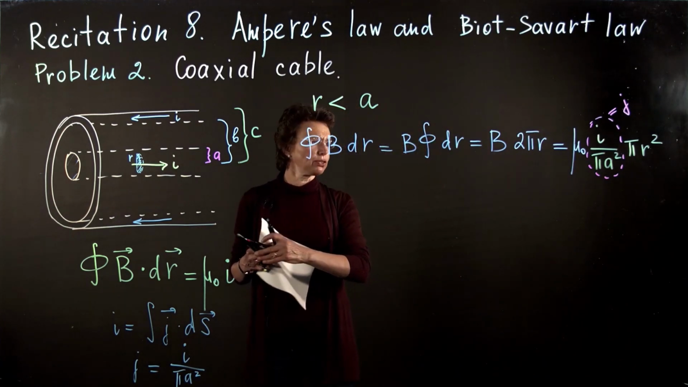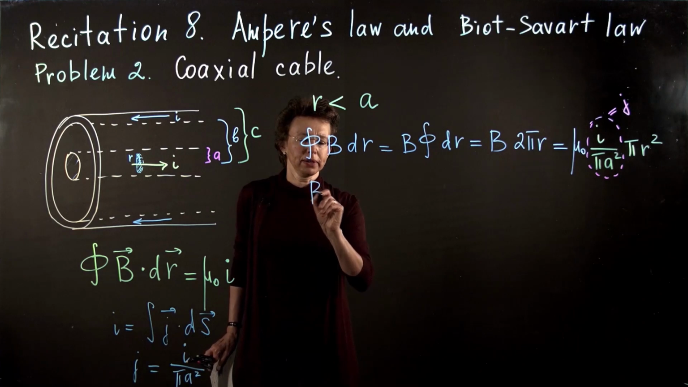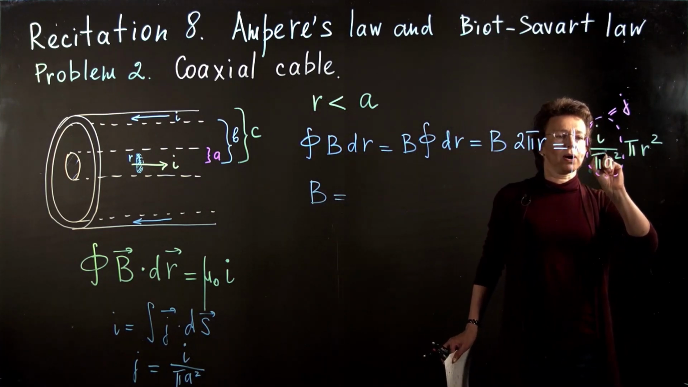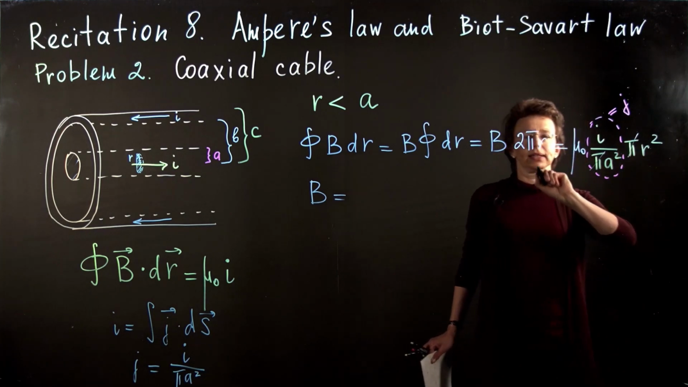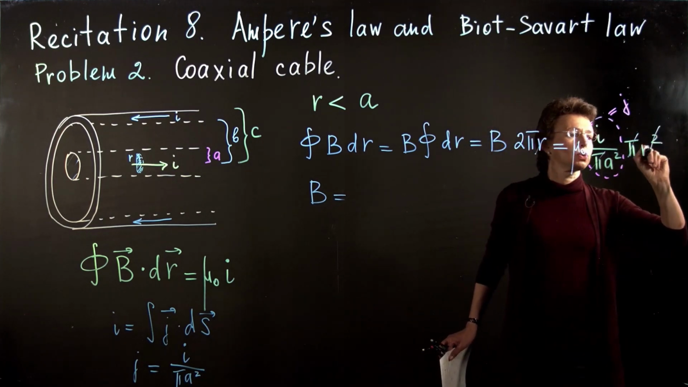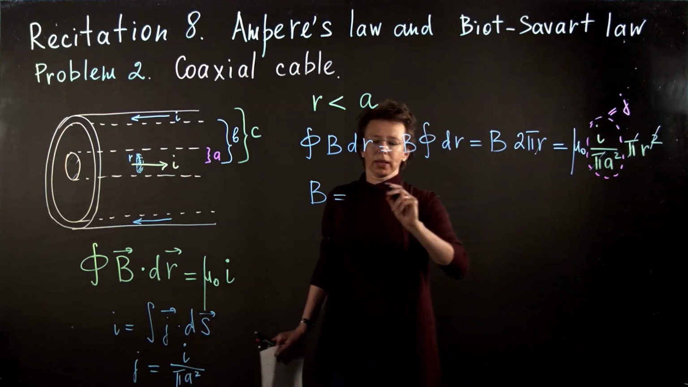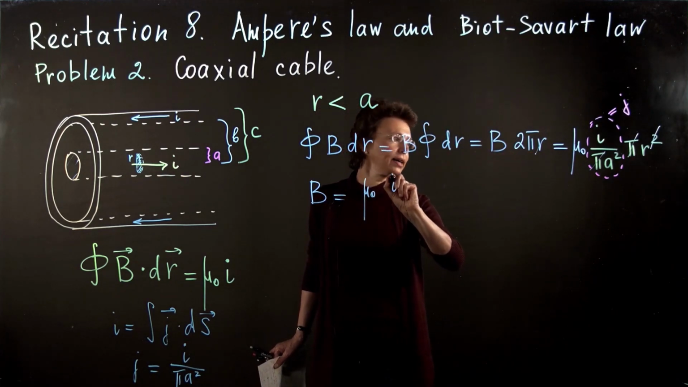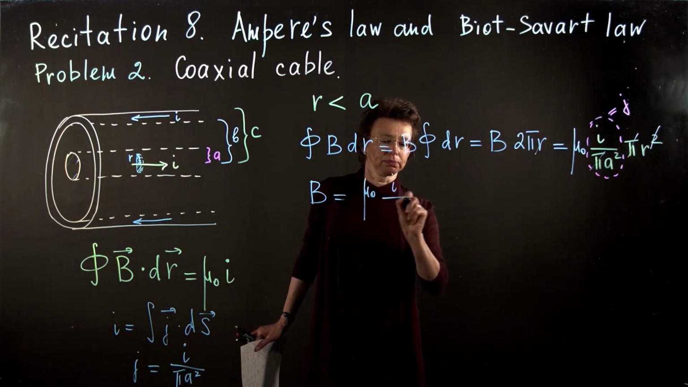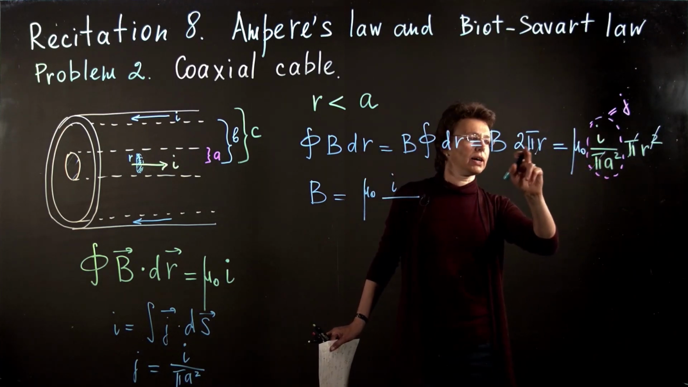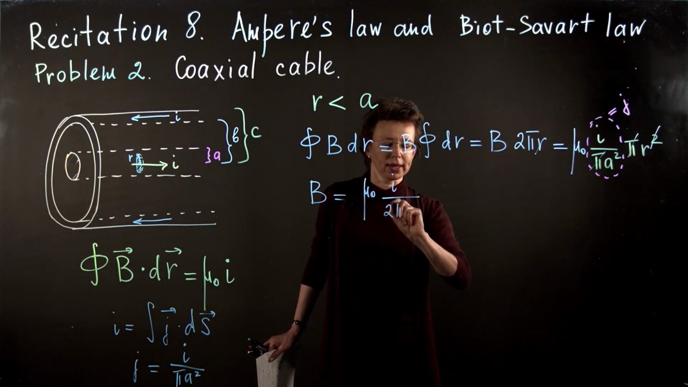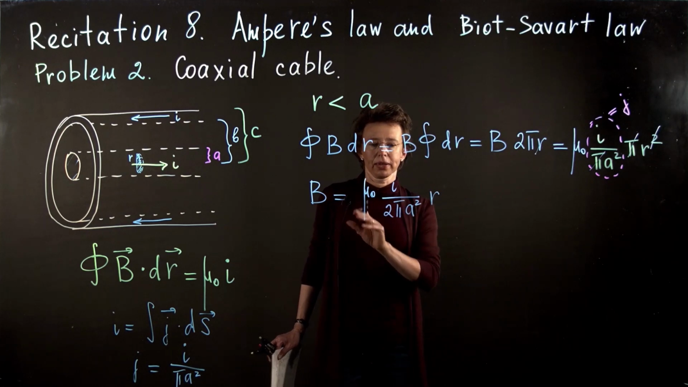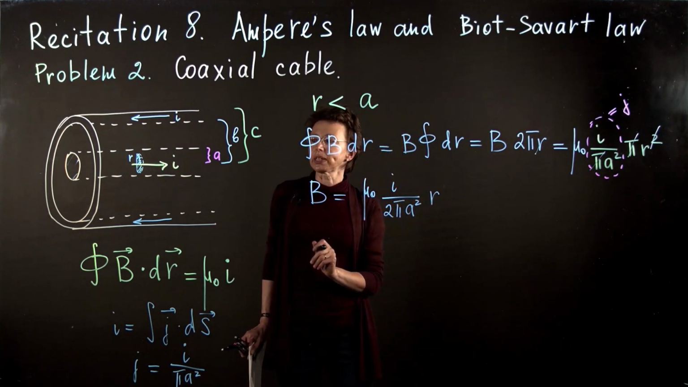What will be the magnetic field in this case? We find the magnitude. Let me simplify it. So pi and pi cancel out, then r and r squared here. My final solution for the magnitude of the magnetic field is mu naught I divided by 2 pi a squared, times r. This is the magnitude. What will be the direction?